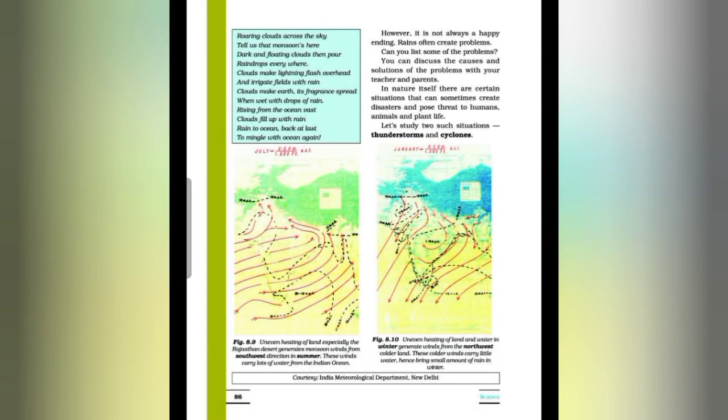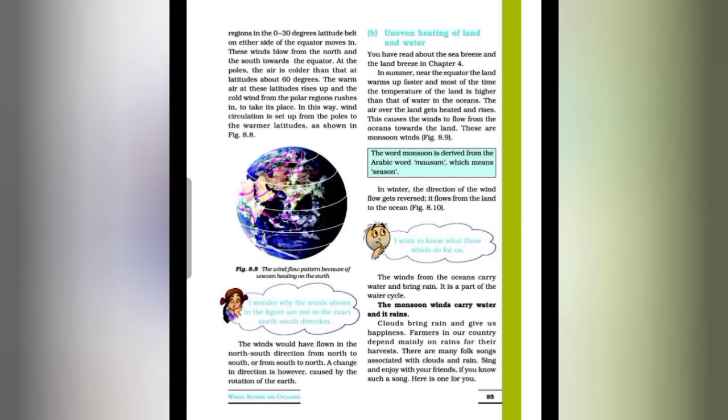So you can observe the uneven heating of the land, especially in the Rajasthan desert. Monsoon winds you can see in figure 8.9, that is southwest direction in summer, and these winds carry lots of water from the Indian Ocean. So students, the winds from the ocean carry water and bring rain, and it is a part of the water cycle.